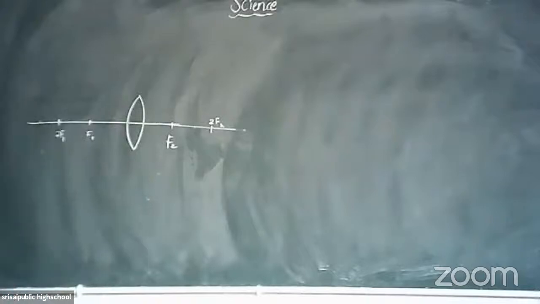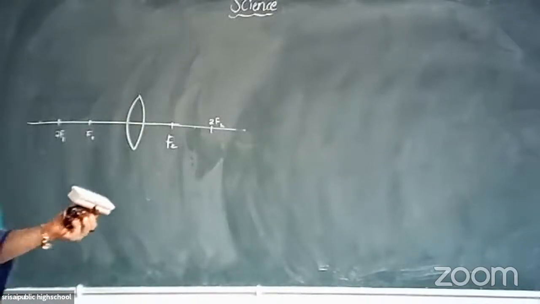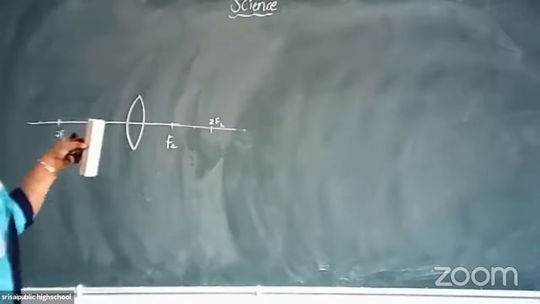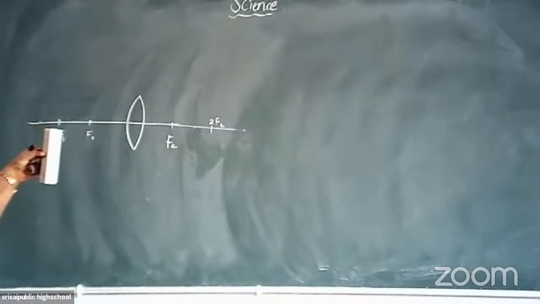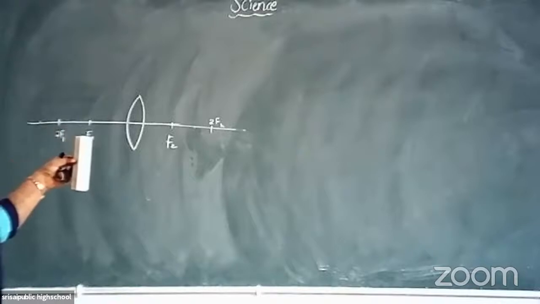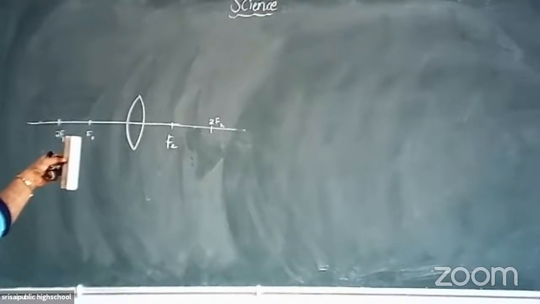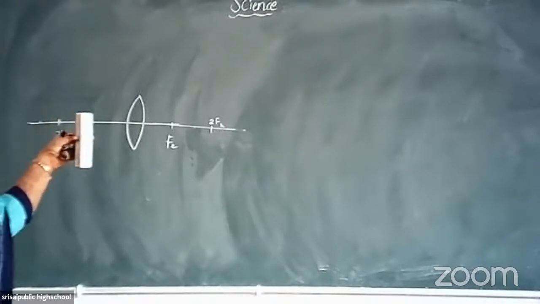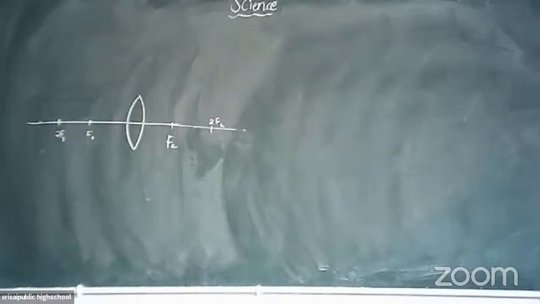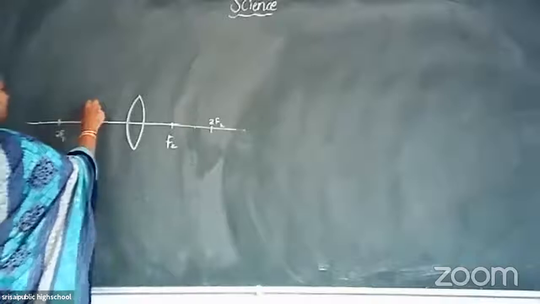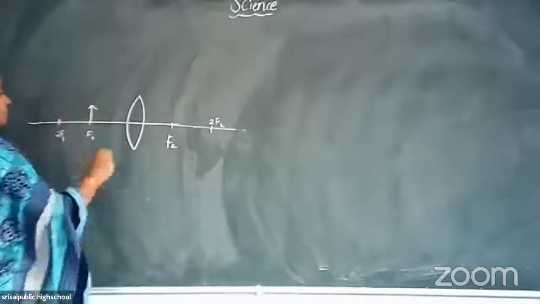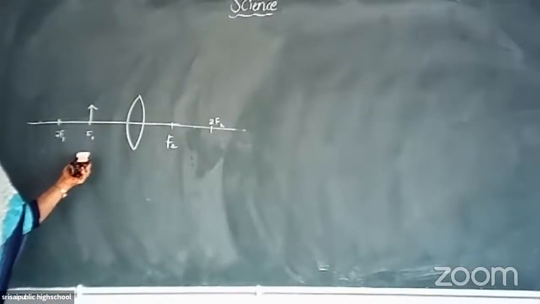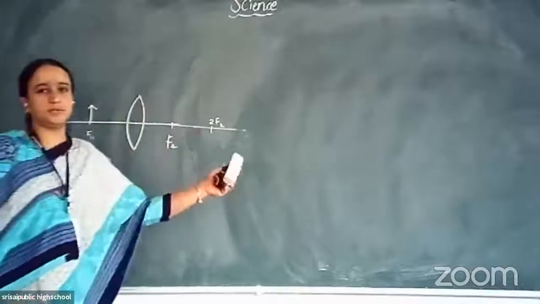Now the next position, where you are going to keep the object? Again you are moving closer to the lens. In the previous case you were between F1 and 2F1. Now you are going to keep the object exactly at F1. If your object is at F1, where are you going to get the image?